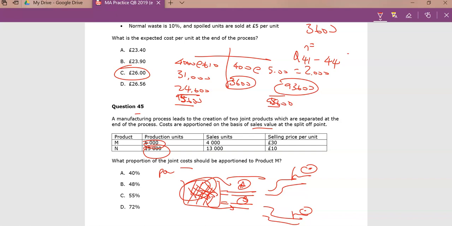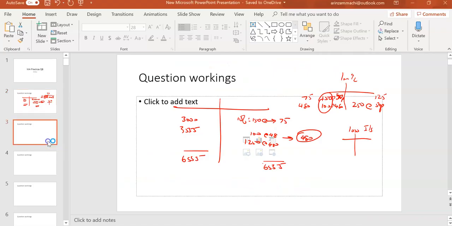You could have split it based on their weight. So you could have said, I don't know, 10,000 pounds could have been spent, and if 6,000 units came out and 15,000, we're going to split it on the basis of 6 over 15. Sorry, 6 over 21 and 15 over 21, right? Basically ratios 6 to 15. But they're telling us to use their selling value, the value of the items that have come out. So I'm just going to go to a new page, right? And then just sort of do it here.